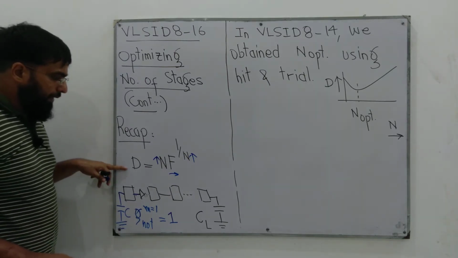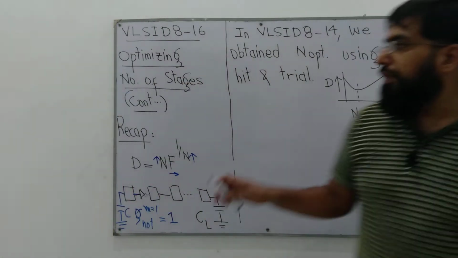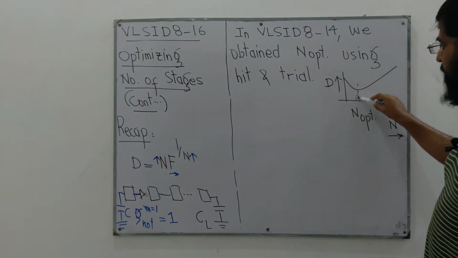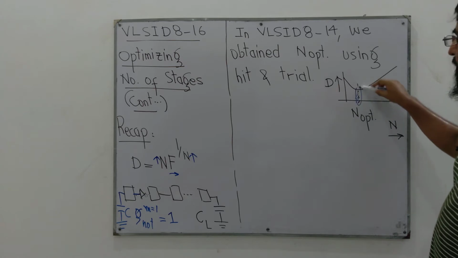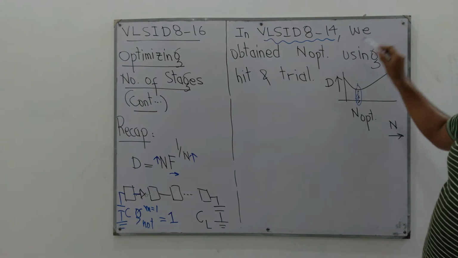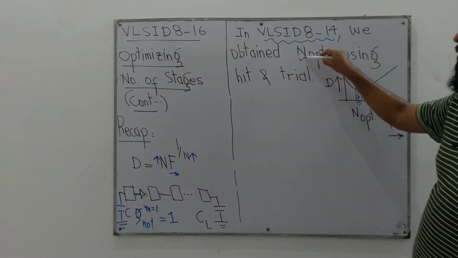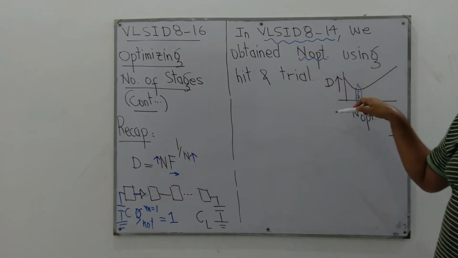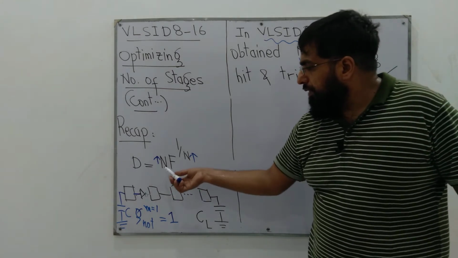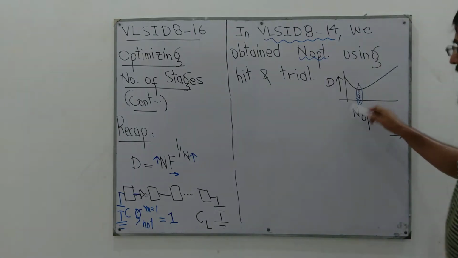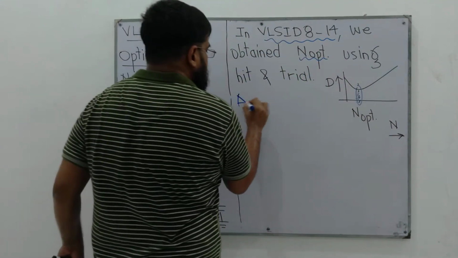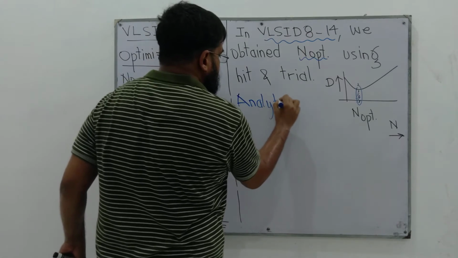So we see a behavior in D like this, that it first decreases and then increases. The value of n for which this is minimum, we call optimum n. In lecture 14 we obtained the value of n optimum using hit and trial methods. We tried different values of n and put those values in this expression to find the minimum value of D. Today we will do the same thing using an analytical approach.